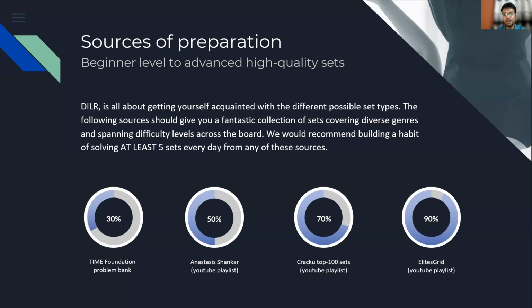I would just like to add, I think people are getting afraid seeing 5 sets, solving at least 5 sets every day. So I would like to tell you, try to solve the sets on your own. Don't look at the solution. If you're not able to solve the set today, try it tomorrow again. If not able to solve it tomorrow, try it 2 days later. Because it is very important that you reach the solution on your own. Then you can look at the solutions and you might get help from them.